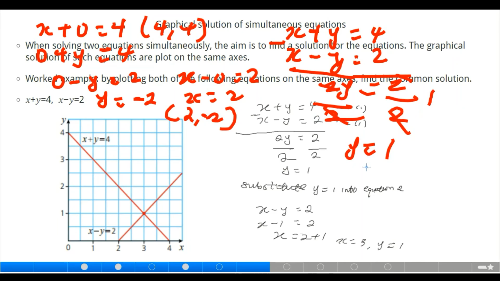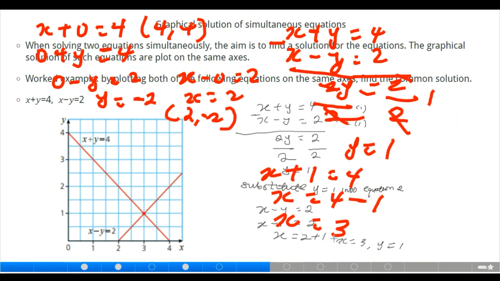Now, we have been doing that. Substitute y equals 1 in the first equation. We have x plus 1 equals 4. So we can have x equals 4 plus 1, which changes to minus 1 by the time it crosses the equals sign. So we have x equals 3.